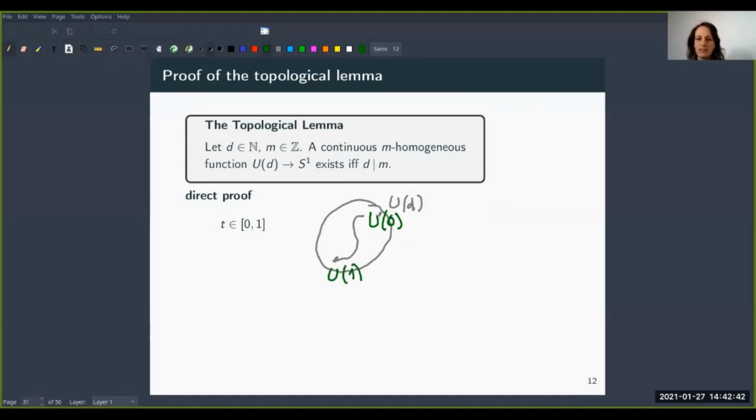And we will also need the concept of homotopy. Two paths are homotopic if they can be continuously deformed to each other. So we define the following unitary paths.